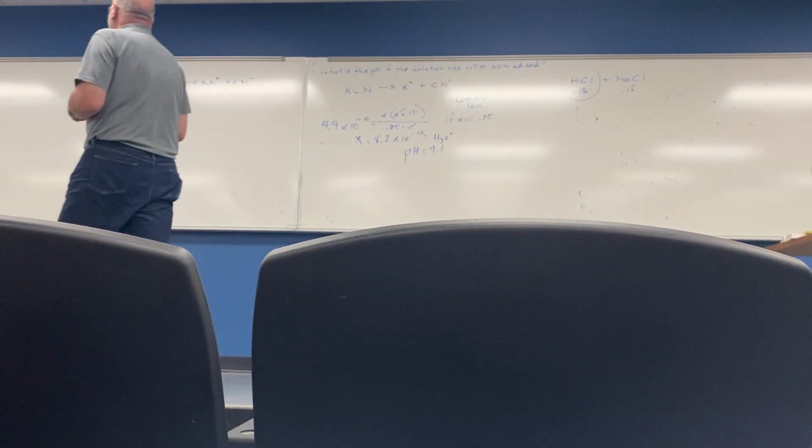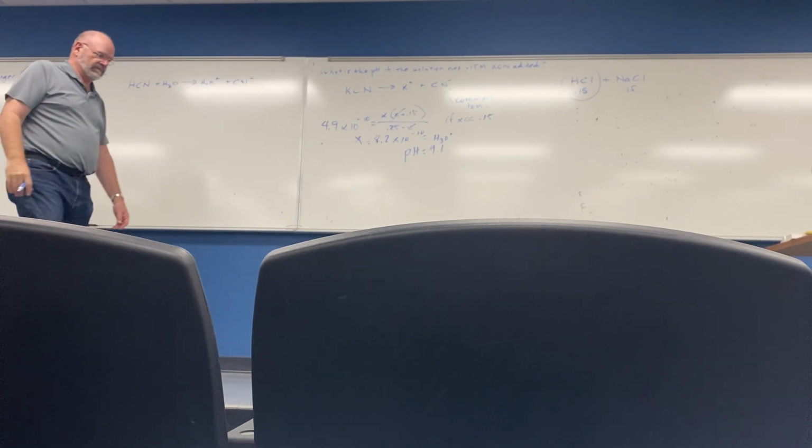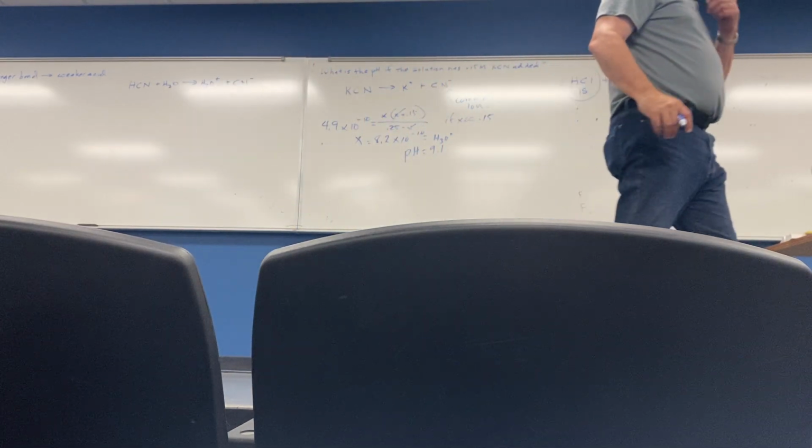So the stronger the bond, the weaker the acid. Okay. And obviously, back and forth, stronger bond, weaker bond, stronger. So H and CN really want to be next to it. They really want to be bonded together.